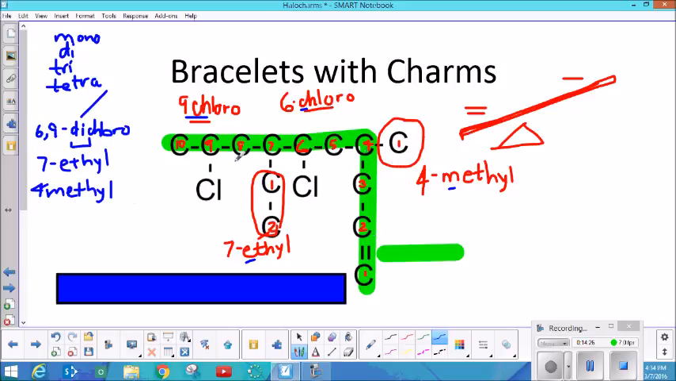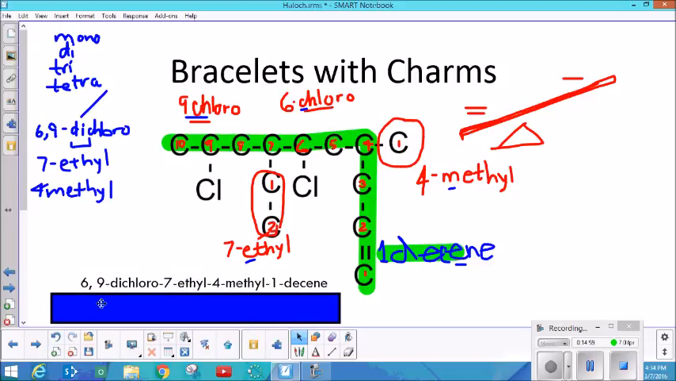of my continuous run of C's, my chain. And so this is 10, so that's dec. And I have to say double bond, so that's ene. Remember, my choices were ane, ene, or yne. Double bond is ene. And I have to say which is the first carbon that touches that, and that's carbon number 1 touches that. So my answer is a 6,9-dichloro-7-ethyl-4-methyl-1-decene. I hope this video helps you.